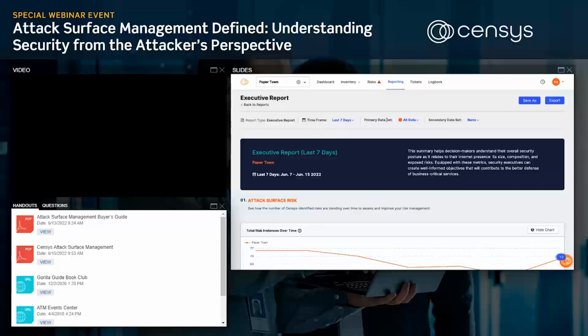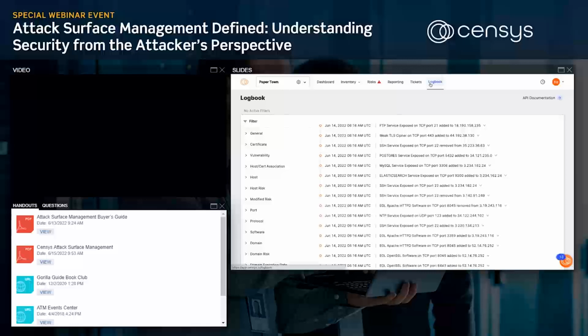The last piece of the platform is our logbook, and this is simply historical events in your attack surface. So anything and everything that happens, hosts being discovered, risks being found, software reaching end of life, domains expiring, anything and everything is captured in this logbook.